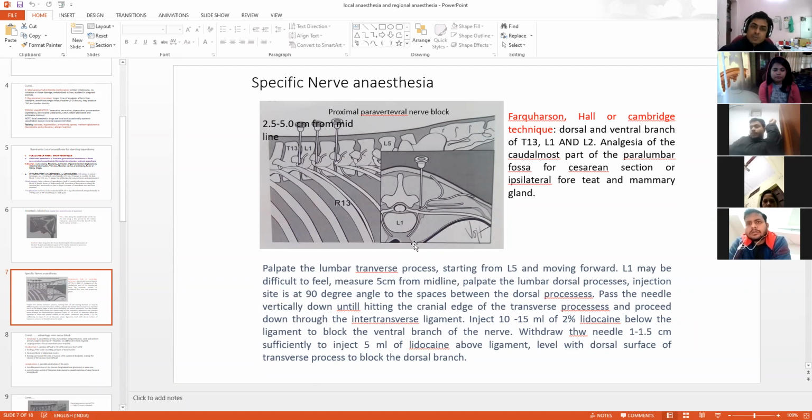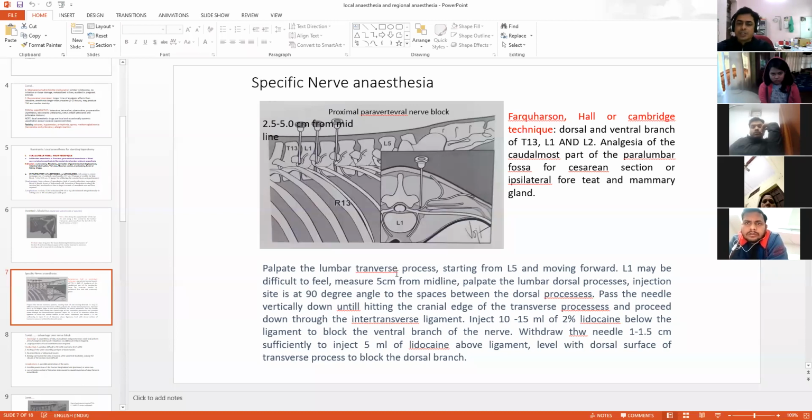The important thing in this proximal paravertebral nerve block is that the insertion site should be at a 90-degree angle to the spaces between the dorsal processes. This is T13, L1, and you will inject from above here at 90 degrees, that is, vertical. You insert the needle like this at 90 degrees. Then what will happen? If you insert the needle through the muscles, it will go down vertically until it hits this transverse process. It hits the cranial edge of this transverse process and proceeds downward. Tilt it a little this way and then advance it downward.